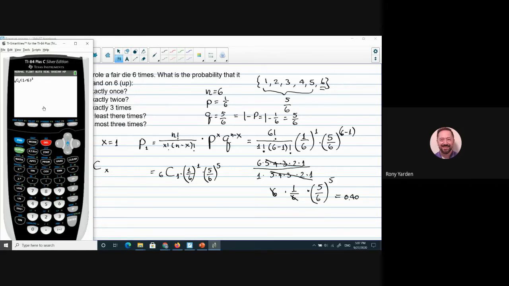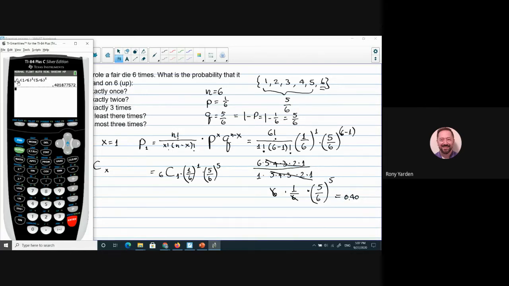Okay, to the power of 1. Now I have to press on the right arrow to move out of the exponent, and then times 5 divided by 6 to the power of 5. And I press enter, and I get the same result as I got right here, rounded to the nearest hundredth.